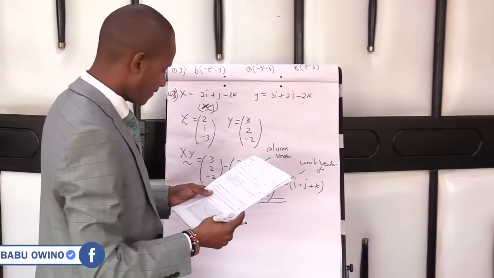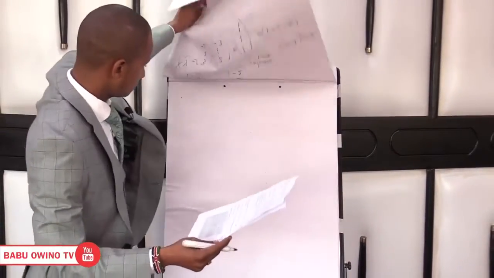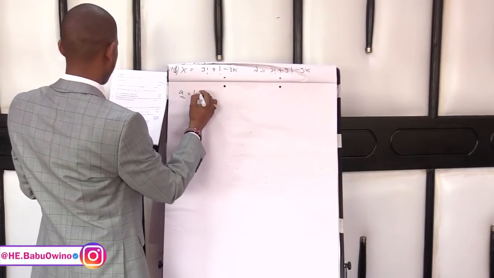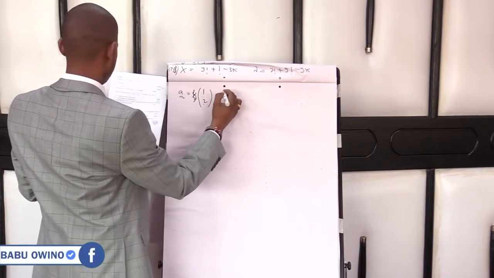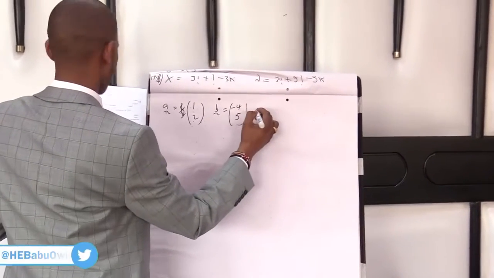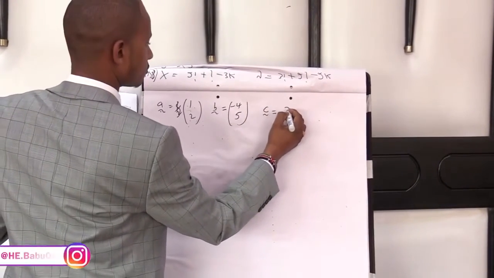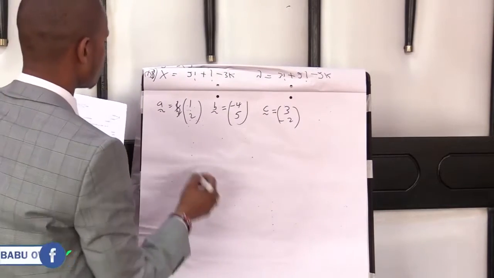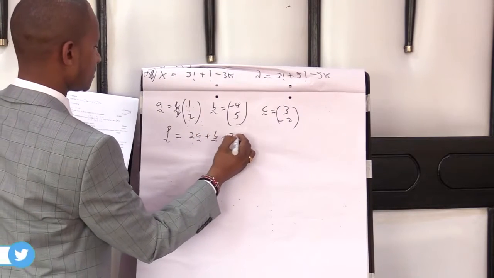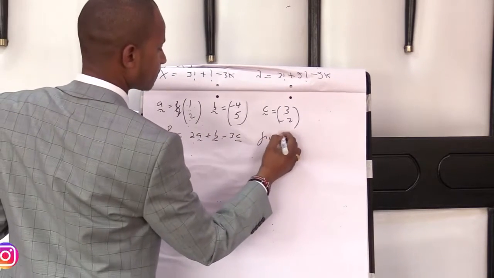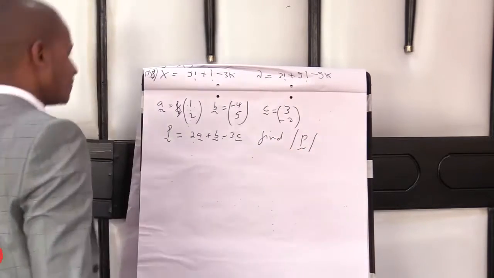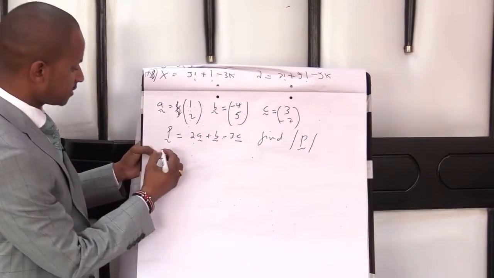Next question. Given that A equals 1, 2, B equals minus 4, 5, C equals 3 minus 2, then you are told that P equals 2A plus B minus 3C. Find the modulus of P.